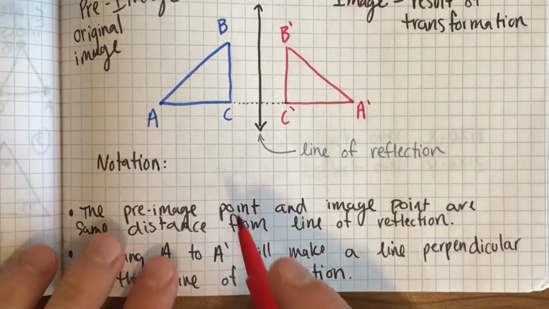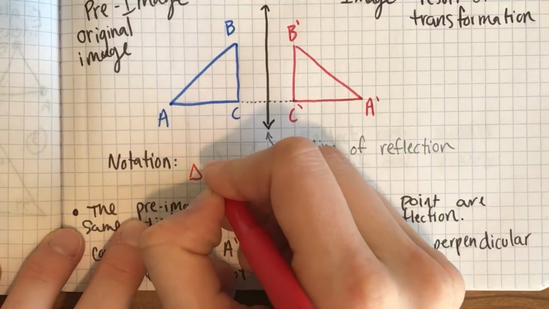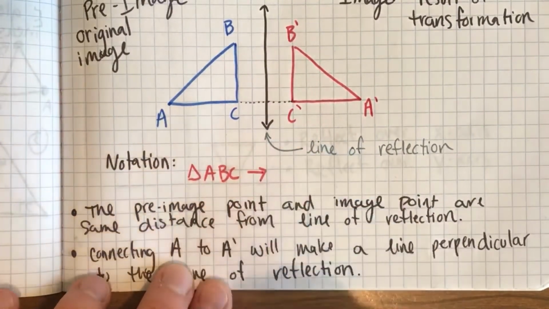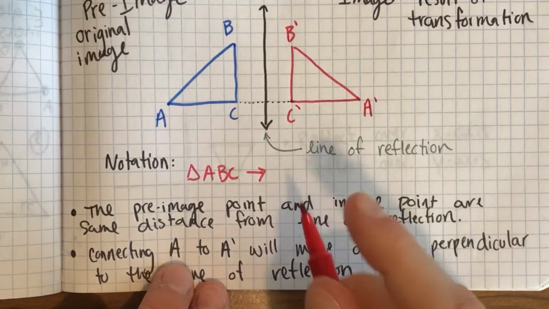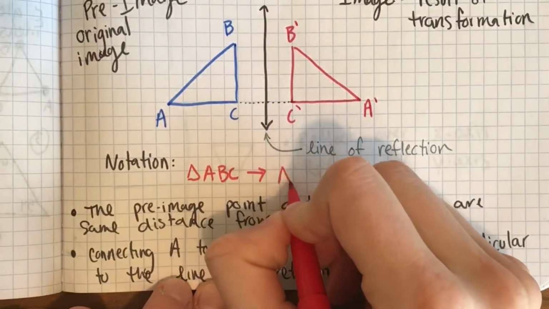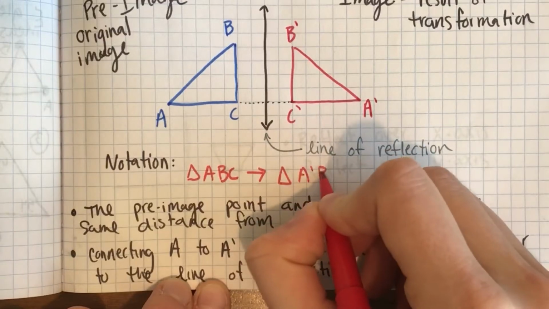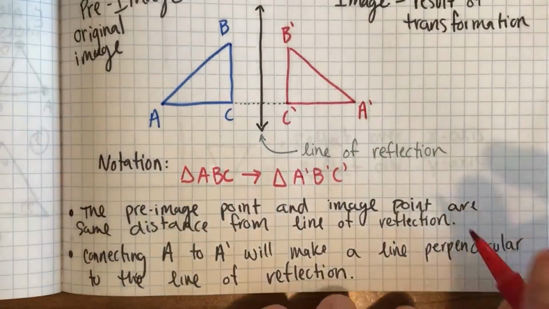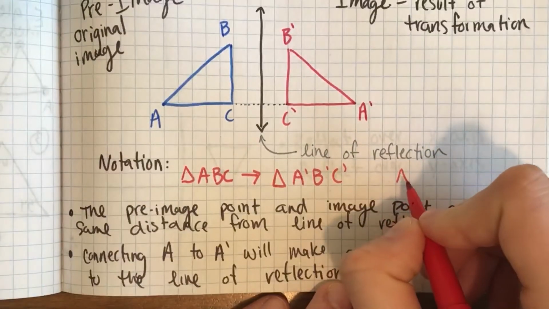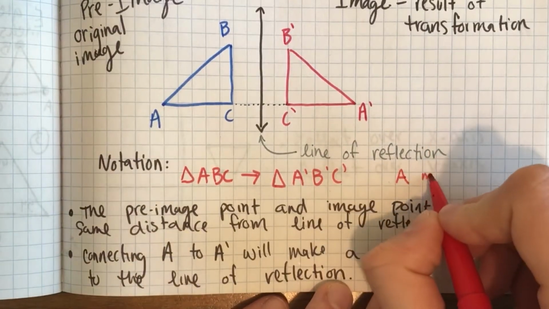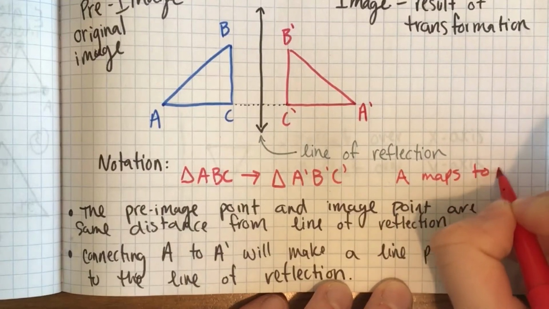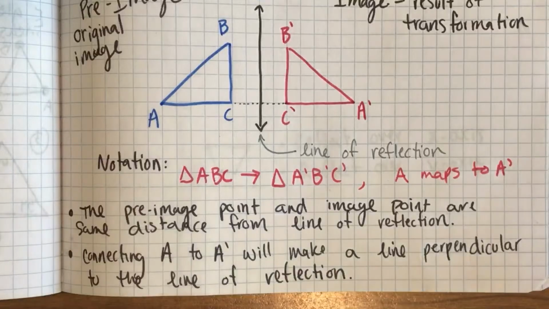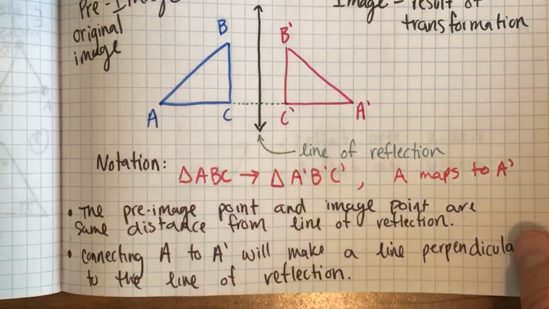And so when we write this, I could say my triangle ABC has reflected now to triangle A prime, B prime, C prime. Okay, and so we can say A maps to A prime, and you can say B maps to B prime, and so on.